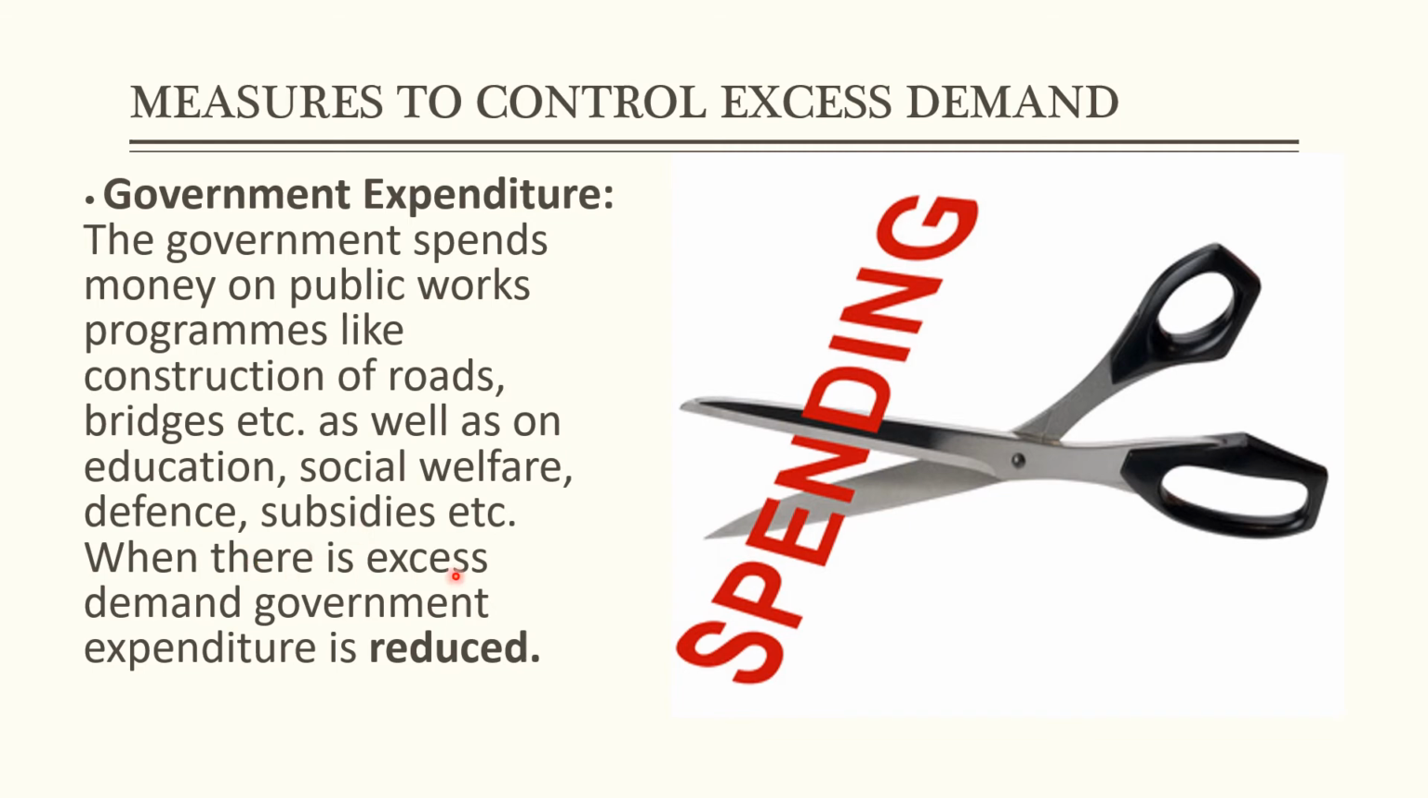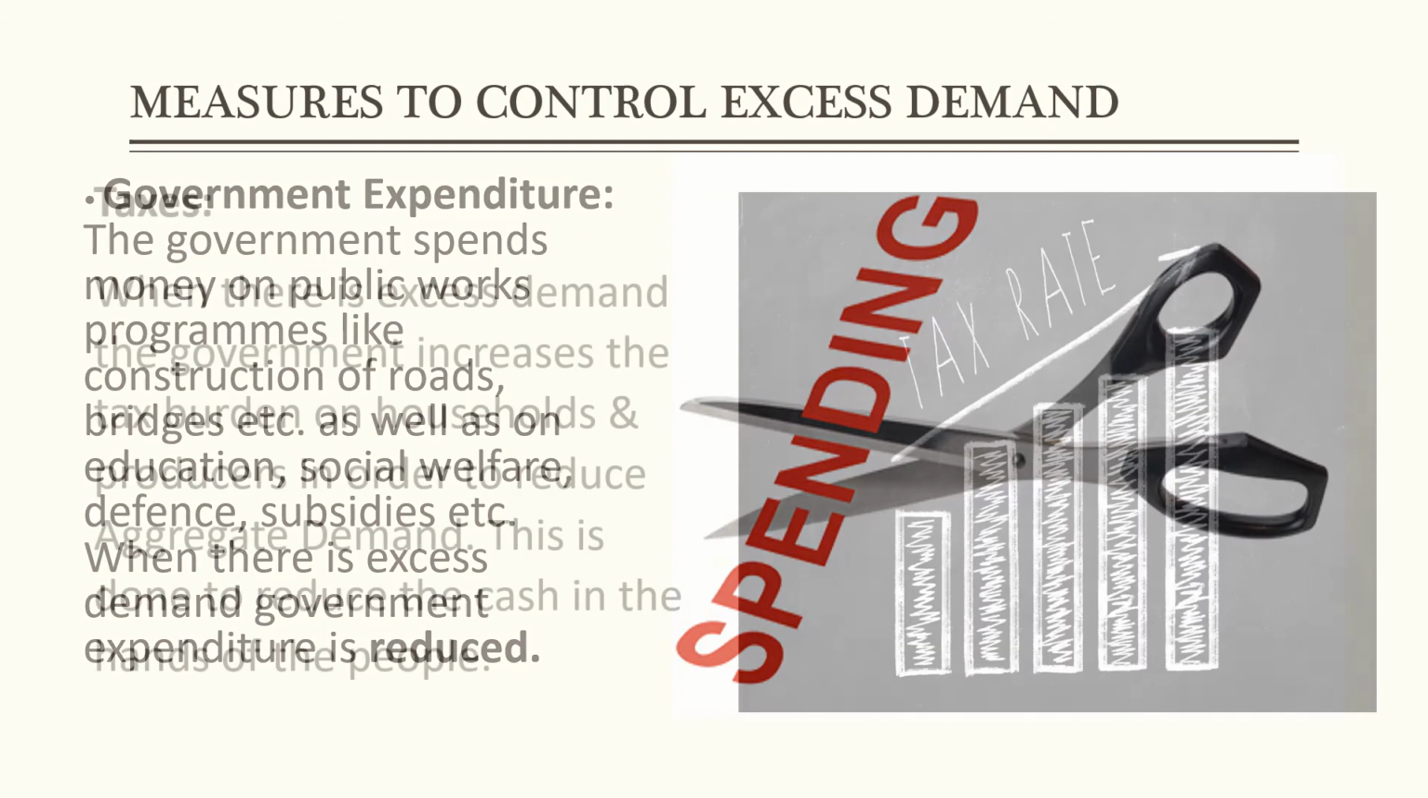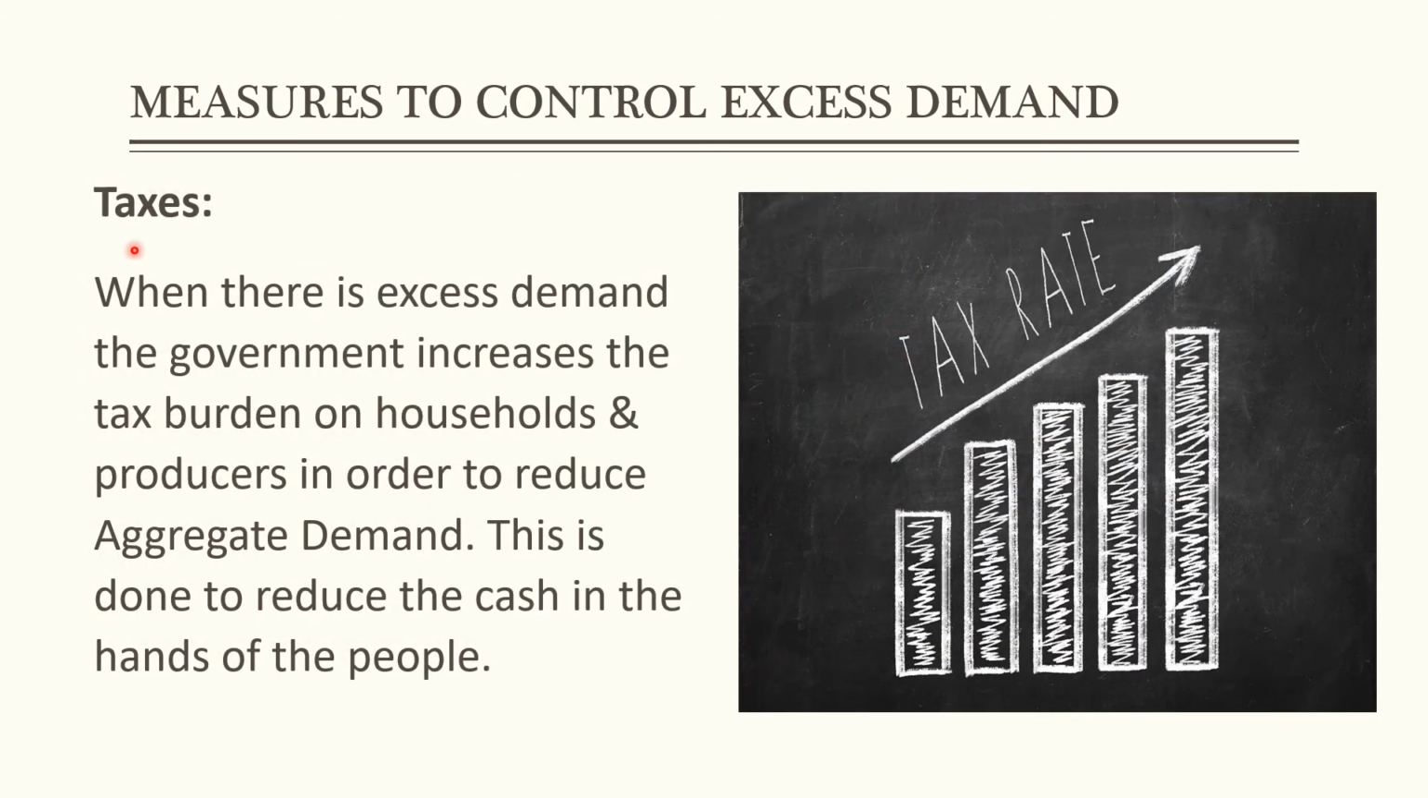When there is excess demand, do you think the government should increase their expenditure? There is already an excess demand situation in the economy. What should the government do? The government should reduce their spending. So therefore, when there is excess demand, government expenditure is reduced.